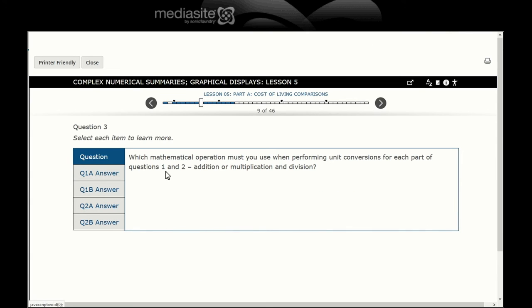Question 1. Which mathematical operations must you use when performing unit conversion for each part of question 1 and 2: addition, multiplication, and division? Okay. Now, I'm thinking that it's either this and that. Now it's addition or multiplication and division. I would say it would be multiplication and division.